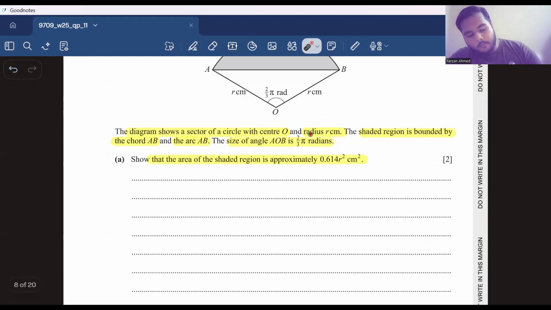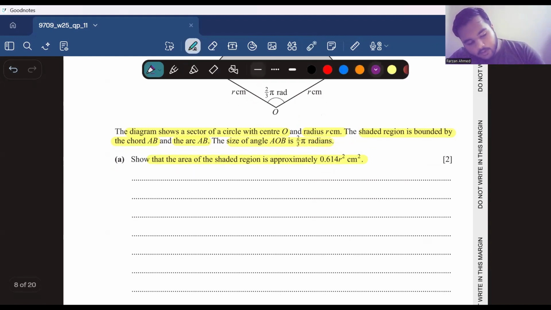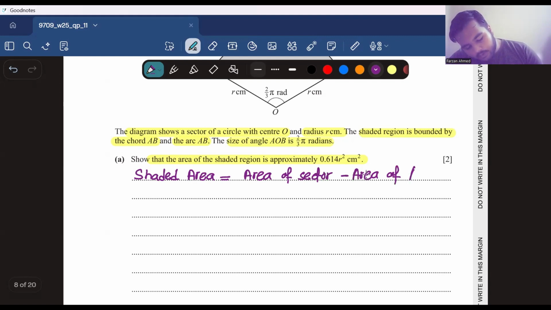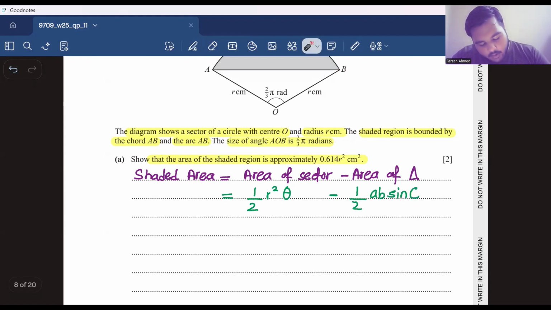So first of all, we will write: shaded area is equal to area of sector minus area of triangle. The area of sector formula is 1 upon 2 r squared theta, minus 1 upon 2 AB sin C. This is the formula of area of triangle. This formula is only applied when there is not a 90 degree angle. This is the area of triangle OAB.